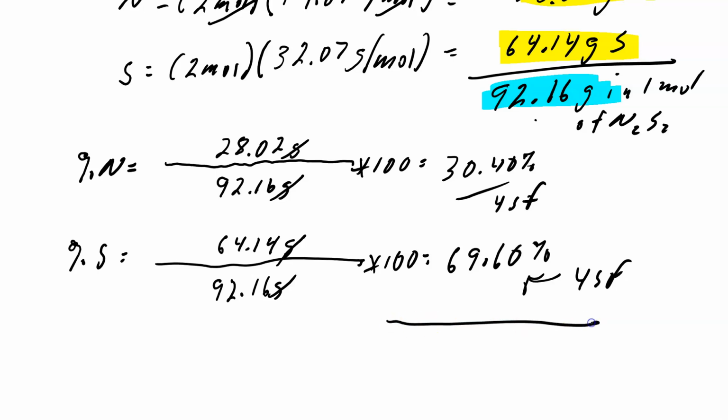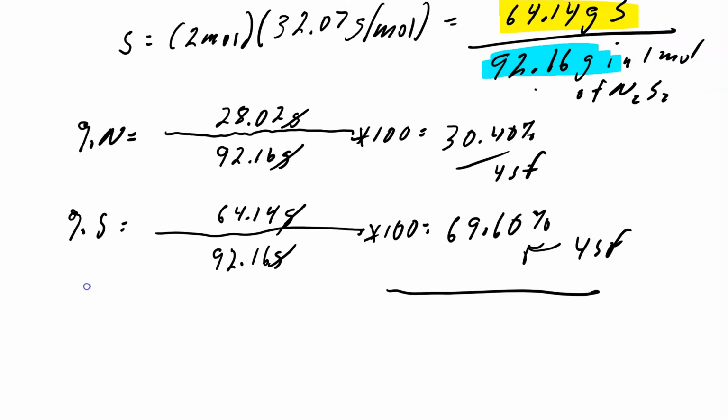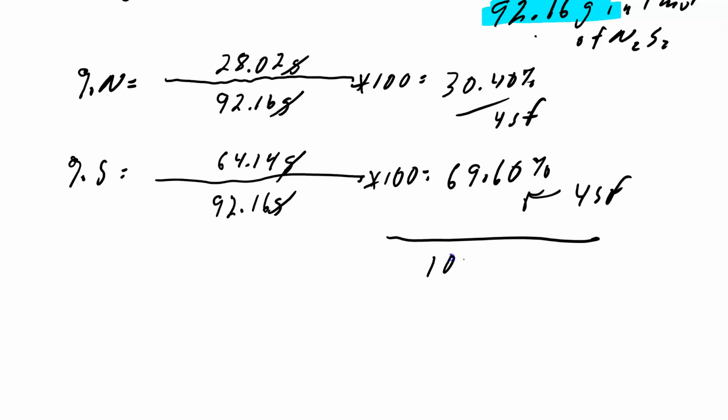Now, here's an important thing. If we add these two percentages together, we must get 100% because the whole is equal to the sum of the parts. So we do add them, we get 100%, so we can be pretty sure that our calculations here are correct.